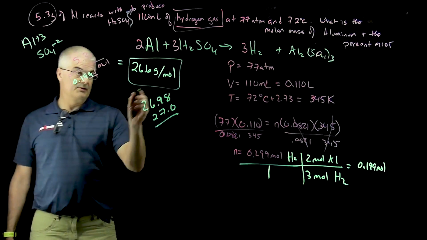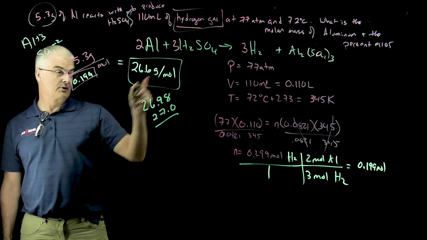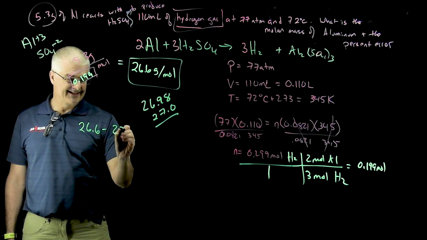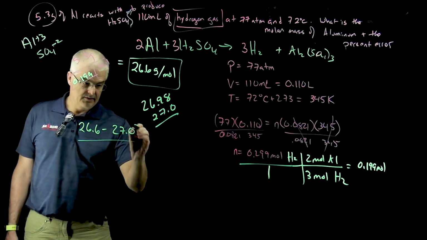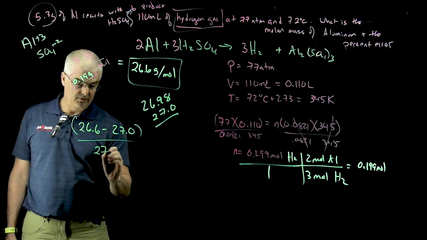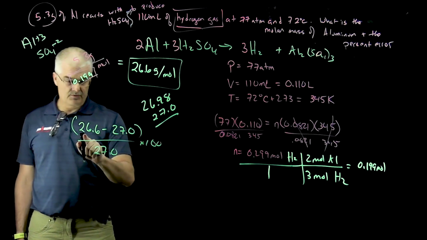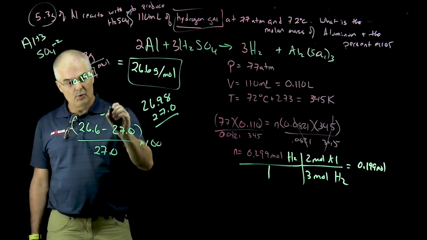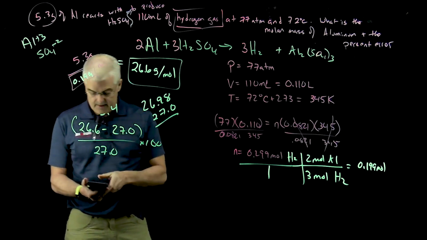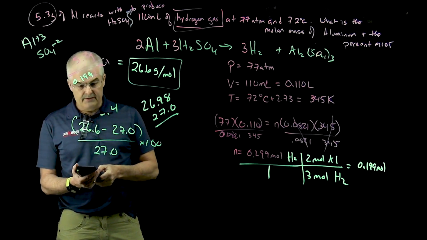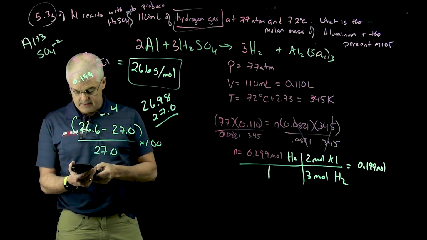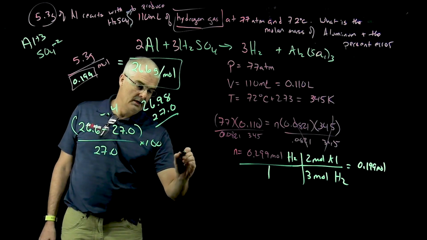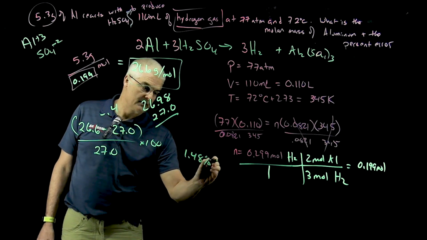So what I'm going to do, now remember, is the percent error. You'll take 26.6 minus 27.0 divided by 27.0 times 100. So 26.6 minus 27.0, I can do that in my head. That would be negative 0.4. So I'm going to take negative 0.4 divided by 27 times 100. This would be a very low percent error. And I get a 1.48% error.